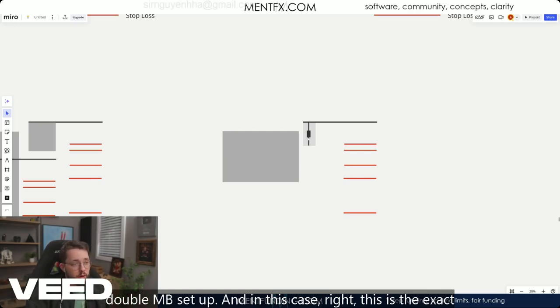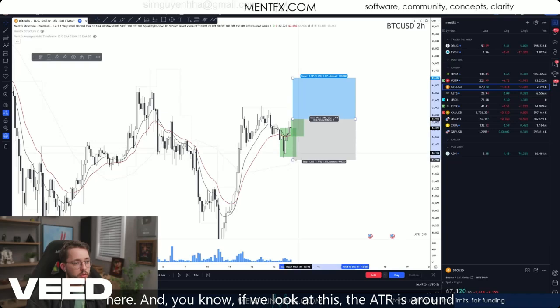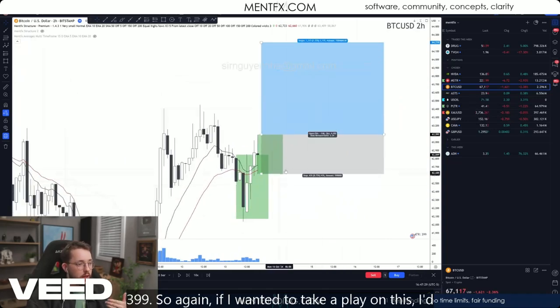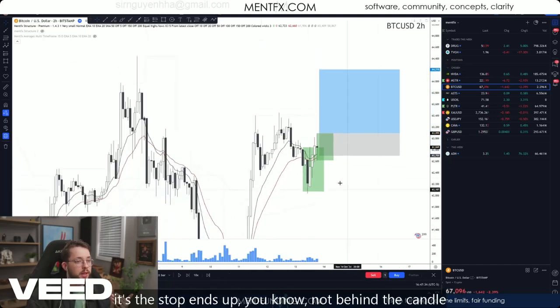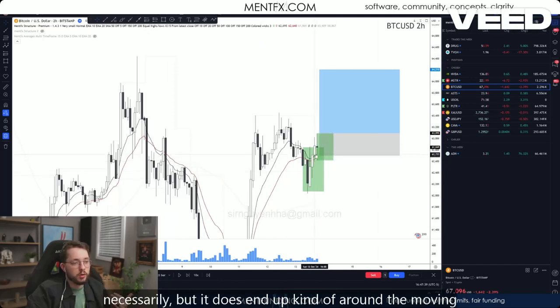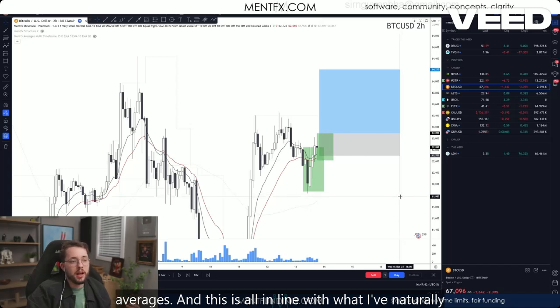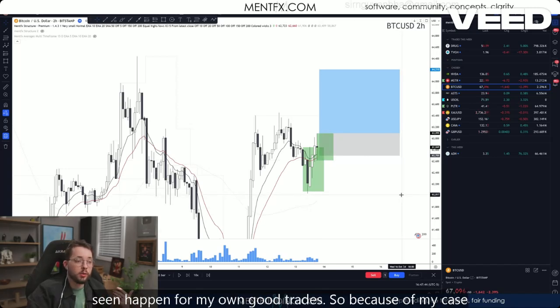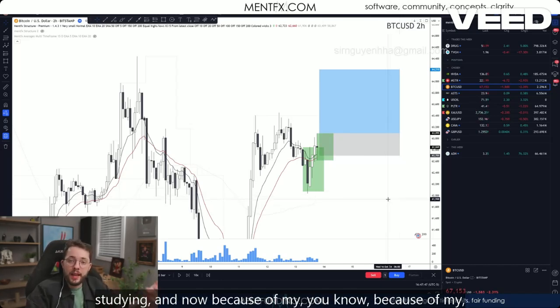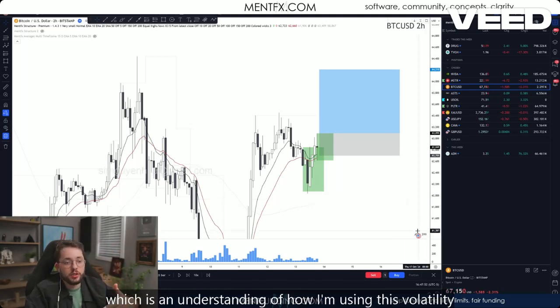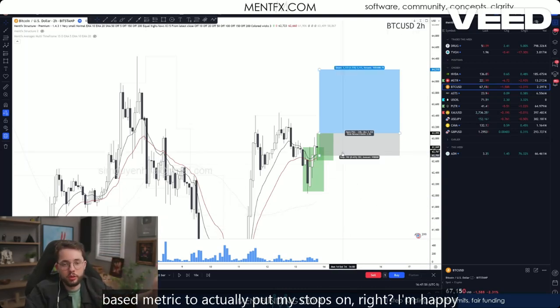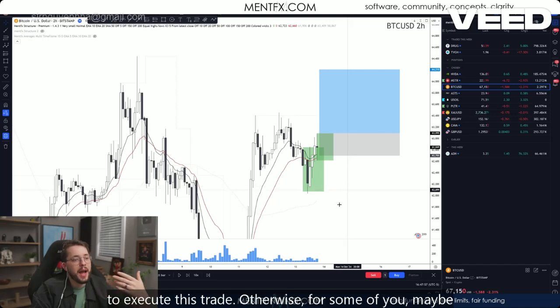And in this case, this is the exact setup that's happening right here, which is this one right here. And if we look at this, the ATR is around 399. So again, if I wanted to take a play on this, I'd probably put my ATR on 399. And as I look at this, the stop ends up not behind the candle necessarily, but it does end up kind of around the moving averages. And this is all in line with what I've naturally seen happen for my own good trades. So because of my case studying, and now because of my risk management side, which is an understanding of how I'm using this volatility-based metric to actually put my stops on, right, I'm happy to execute this trade.